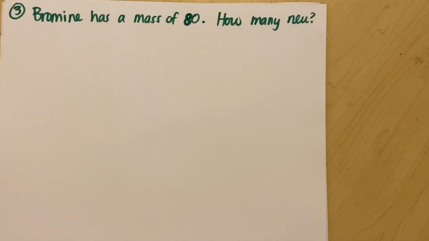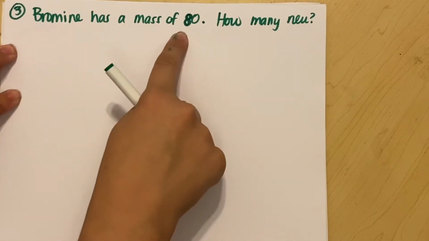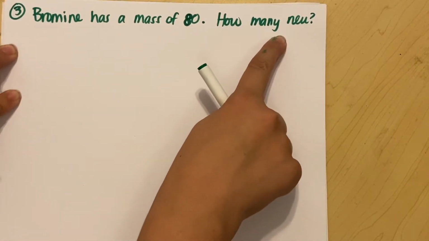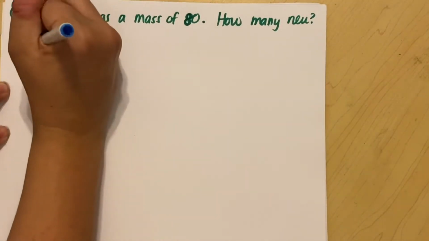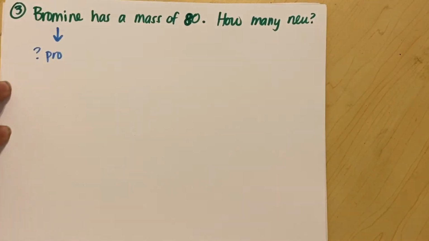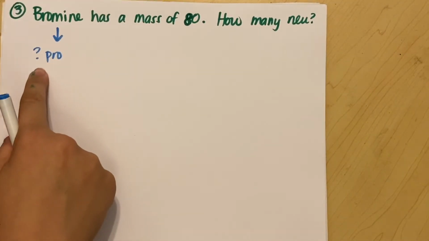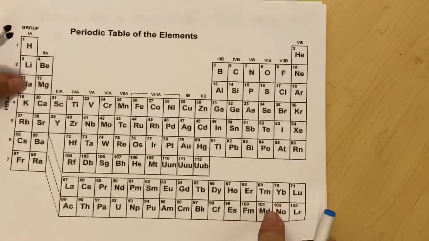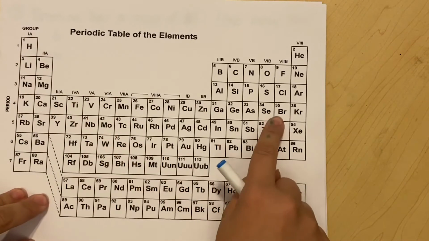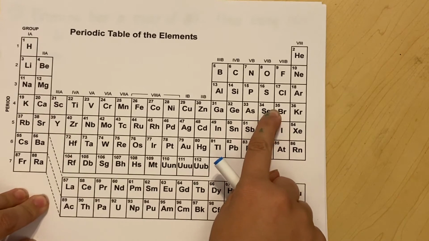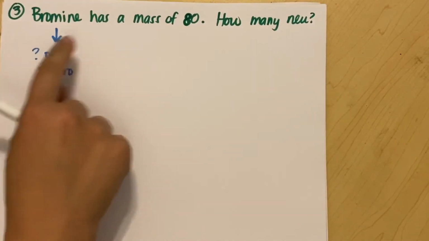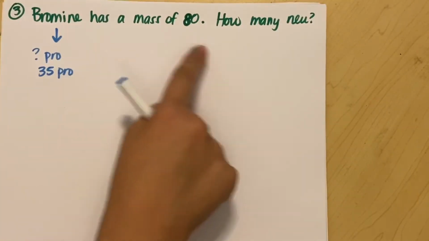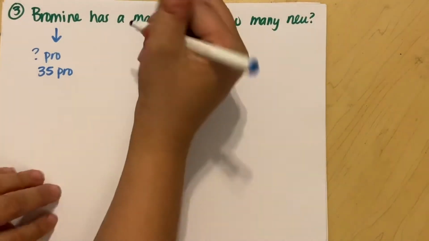A medium-ish question would be something like this. Bromine has a mass of 80. How many neutrons does it have? In this case, I need to figure out how many protons bromine has, and the way I do that is by finding bromine's atomic number. If you just take a quick look at your periodic table, you find bromine, its atomic number is 35, which means it has 35 protons. So now I know my protons, I know my mass, and now I need to find my neutrons.